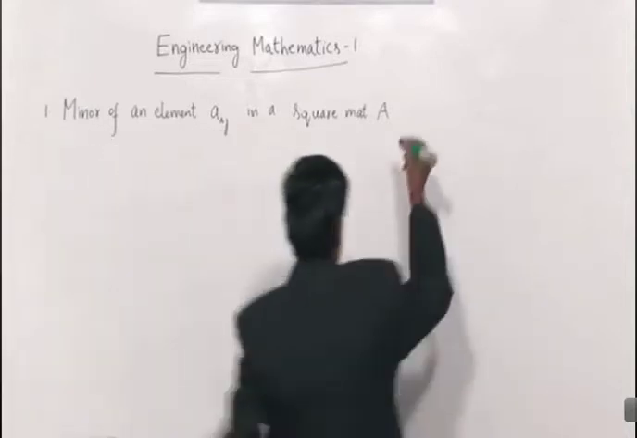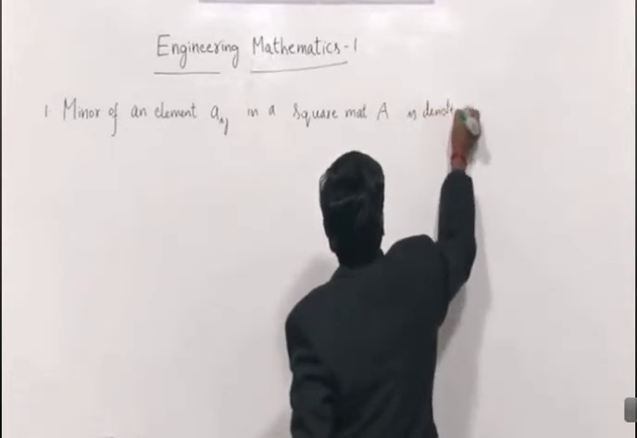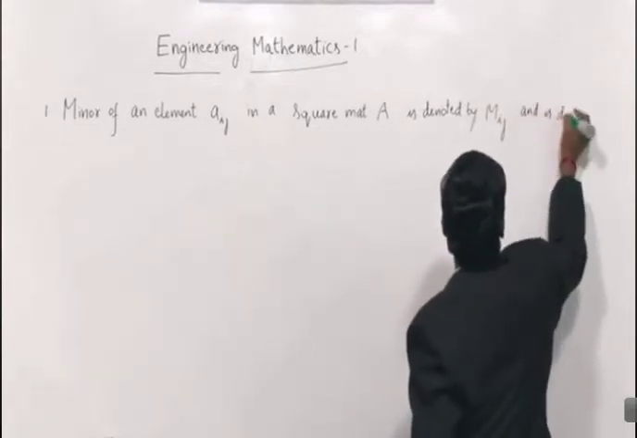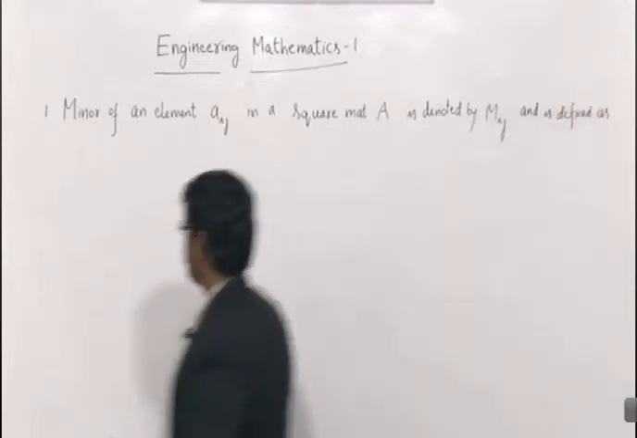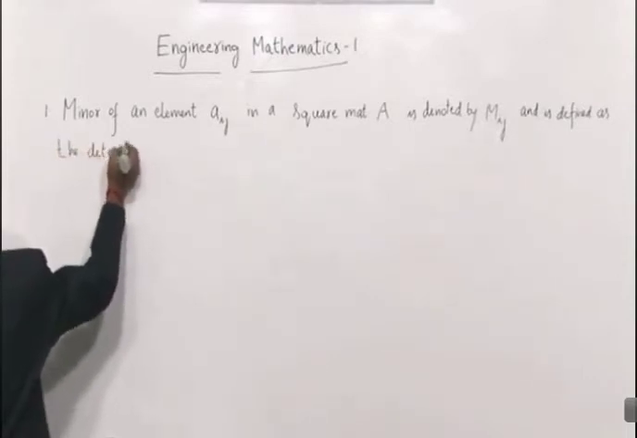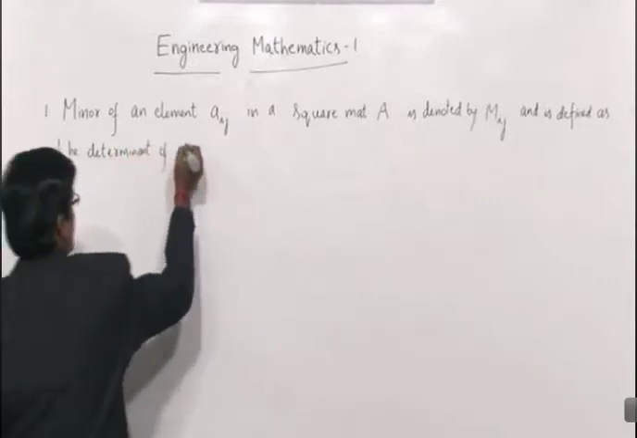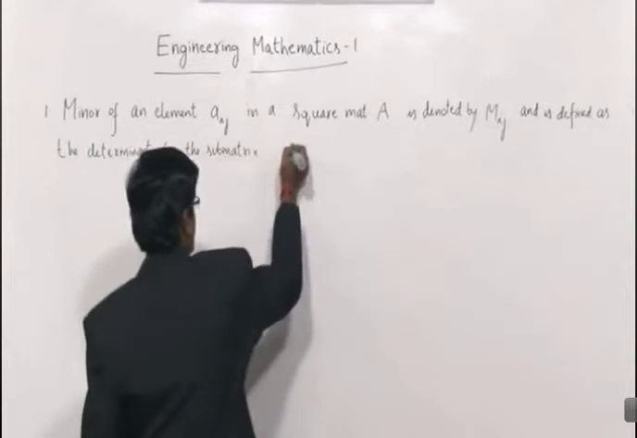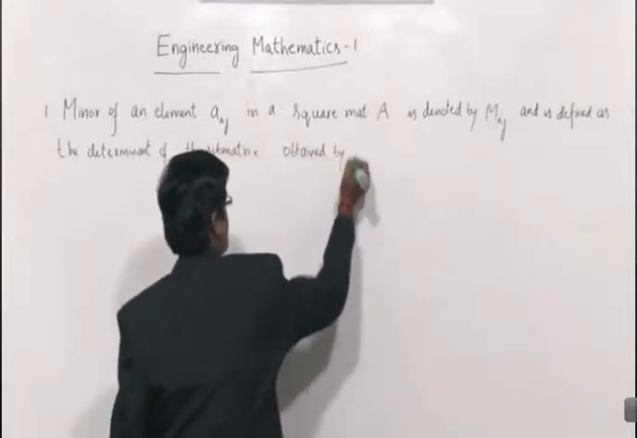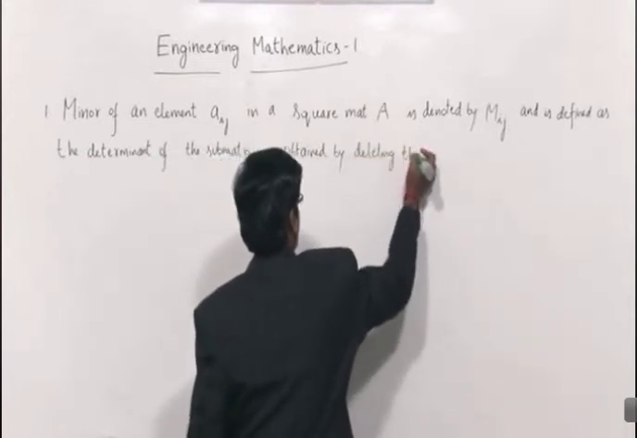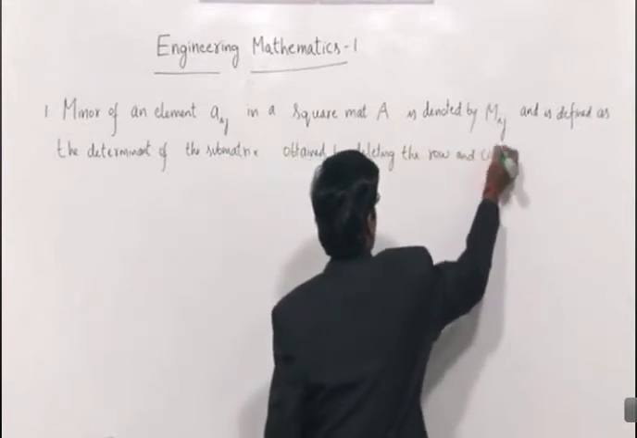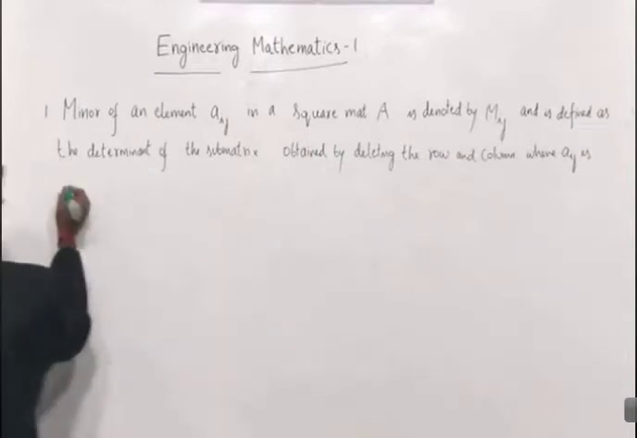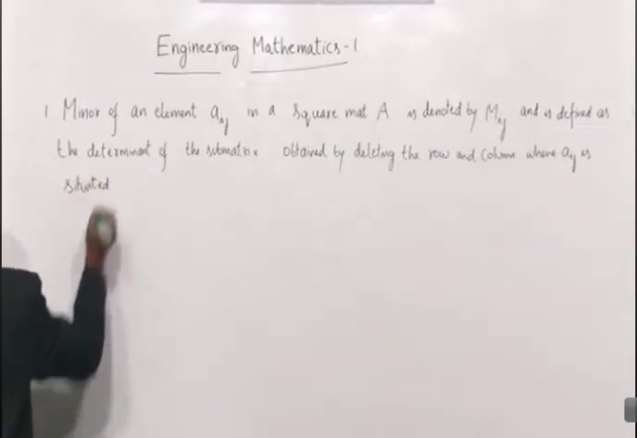The minor of an element Aij in a square matrix A is denoted by Mij and is defined as the determinant of the submatrix obtained by deleting the row and column where Aij is situated, that is, located. See, later I will give the determinant definition.